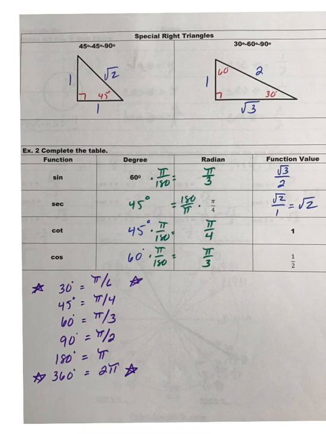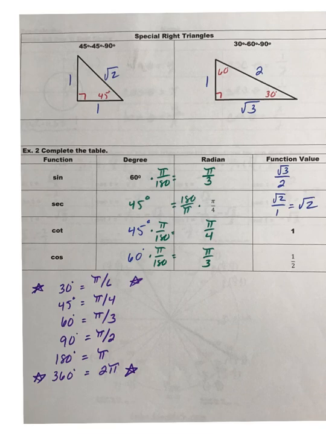We are doing SOHCAHTOA plus, but with special right triangles. So we have two special right triangles that you hopefully sound familiar. You probably don't remember them. It's been a long time, but hopefully they at least sound familiar. We have the 45-45-90 and the 30-60-90. And these are the two triangles that we really use to make the unit circle. So these are important right triangles.